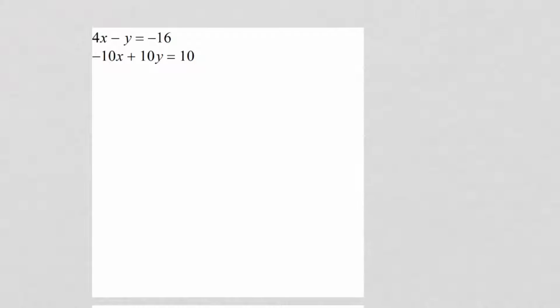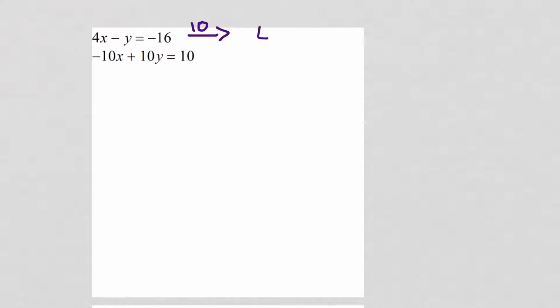Alrighty, so to solve these, we need to get either your x's to be the same numerical value or the y's to be the same numerical value. When I look to my x coefficients, I have a 4 and a negative 10. There's nothing I can multiply 4 by that's going to give me 10. So I'm going to move to my y's. My y's are a negative 1 and a positive 10, which means if I multiply my top equation by 10, my y's will cancel out.